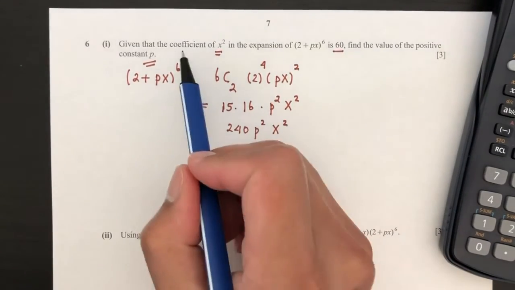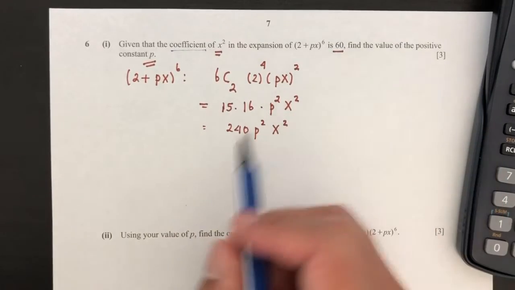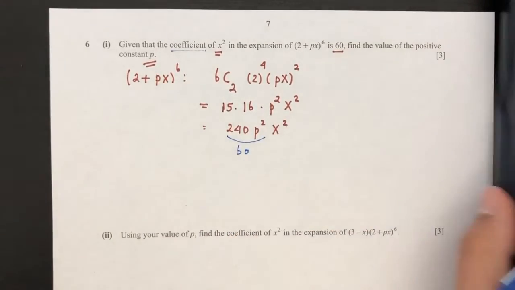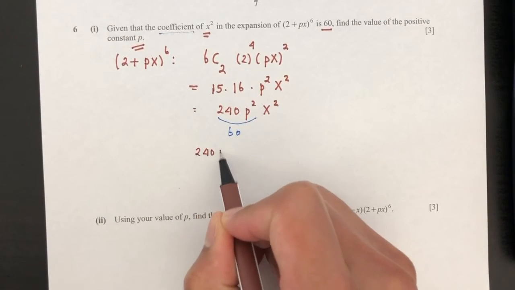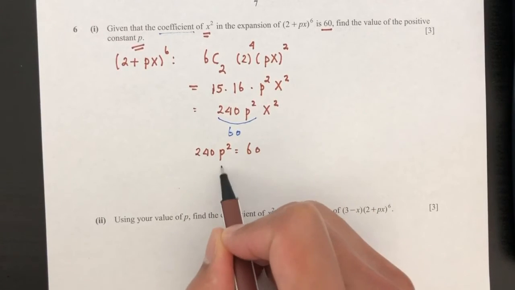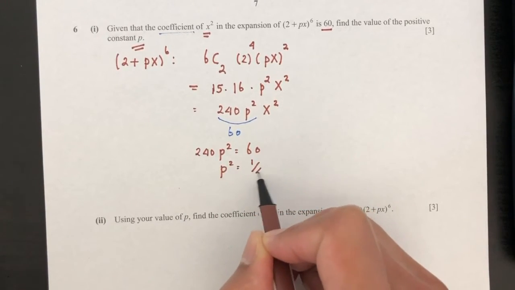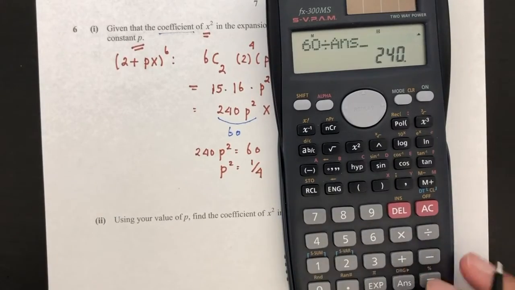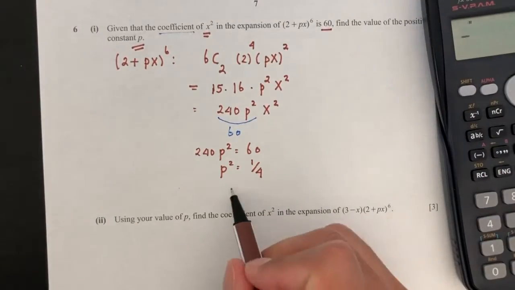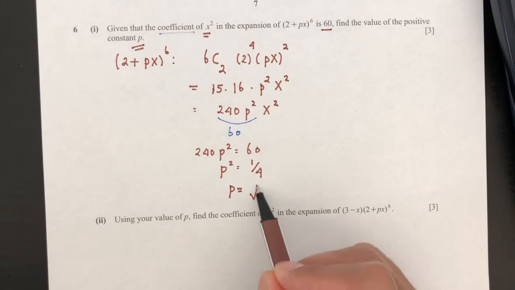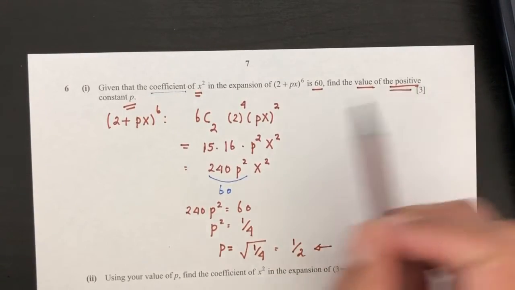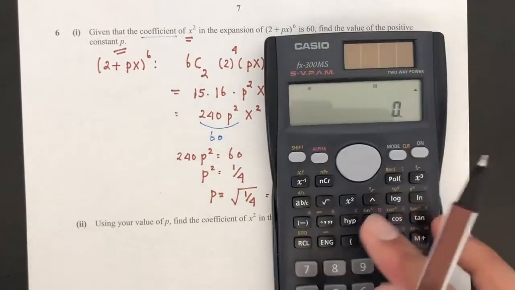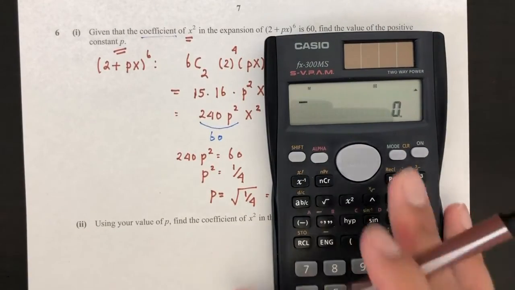Now we are given that the coefficient of this term is 60, which means this is 60. So let's equate. You will have 240 p squared is equal to 60. So p squared is equal to 1 over 4. Let's double check. 60 divided by this, 1 over 4, right? Now p is equal to the square root of 1 over 4, that is 1 over 2. As you can see here, the positive value of p will be half.